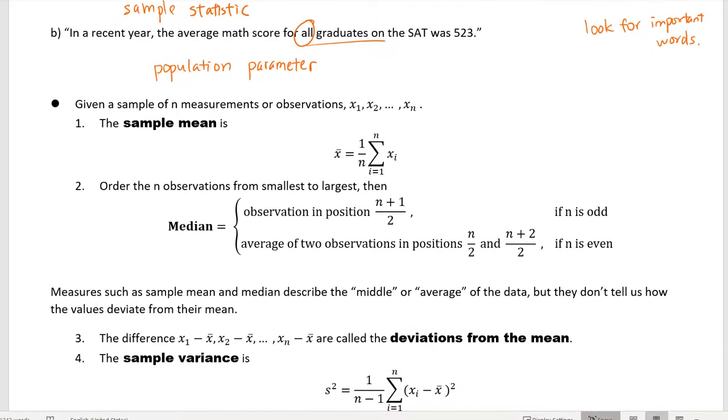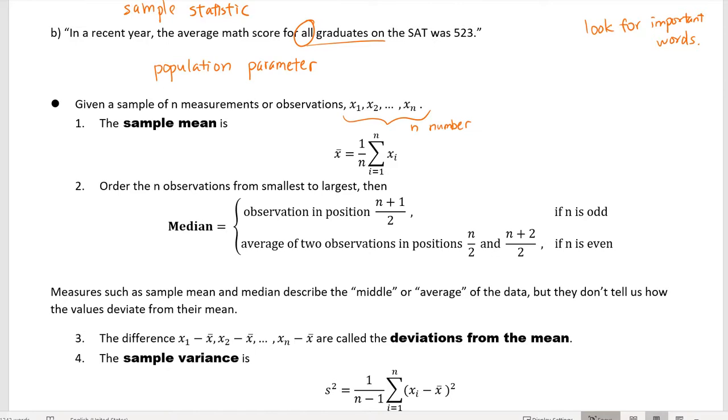Given a sample of n measurements or observations x1, x2, x3, up to xn, the sample mean is 1 over n times the sum of all the xi's. So here we have n numbers. So the sample mean is really like the average. You add them all up and then divide it by n. So this is like the average, but we call it sample mean.